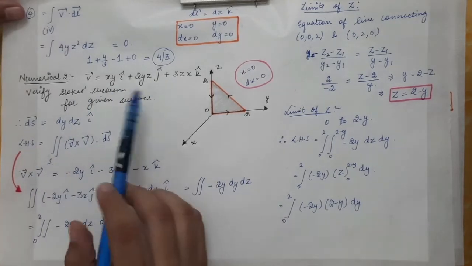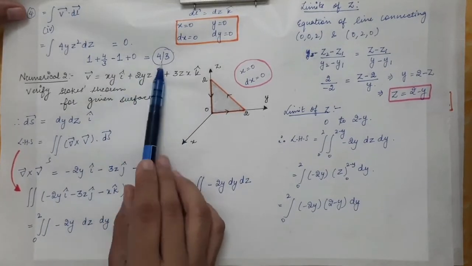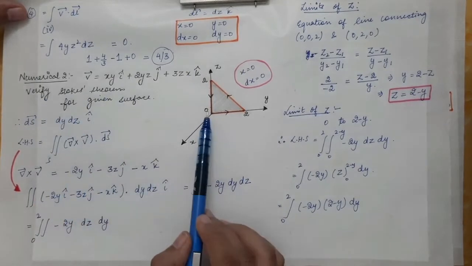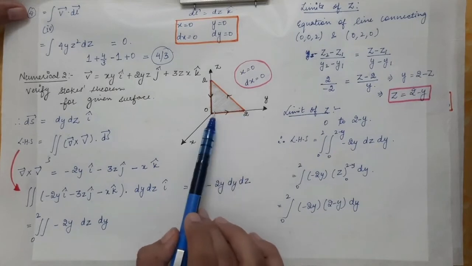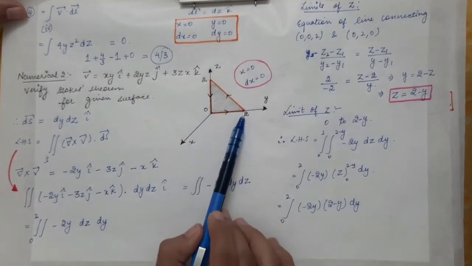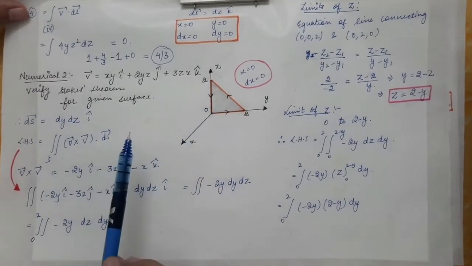The next numerical, we were given a vector field which was given by this expression. It had x component, y component and the z component, and we had to verify Stokes theorem for this triangular surface, and the vertex of the triangle was 0, 0, and the y limit was up to 2 and the z limit was also up to 2.